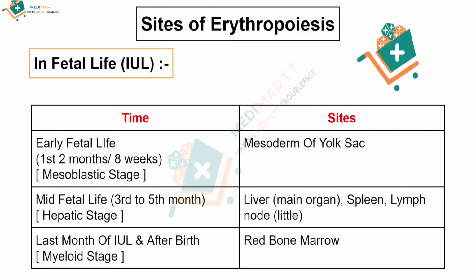Okay, so the third stage is the myeloid stage. The other name of the myeloid stage is the last month of the intrauterine life and after birth. As we saw, the first 2 months are early fetal life, then the 3rd to 5th month is mid fetal life, then the last month remaining of intrauterine life, and after birth also, it is called the myeloid stage. So the site of erythropoiesis in the myeloid stage is the red bone marrow.